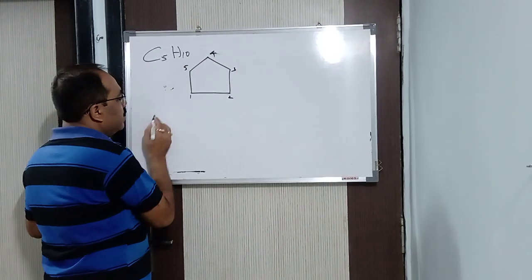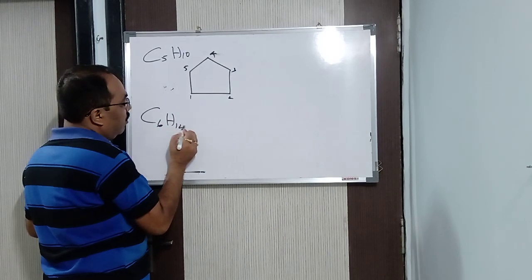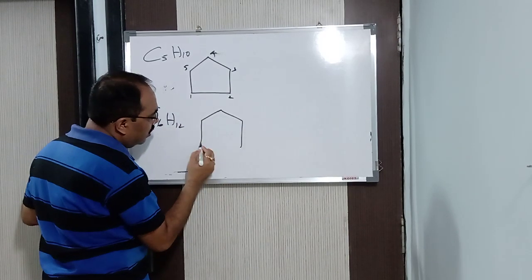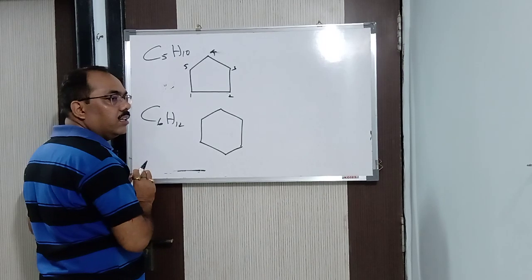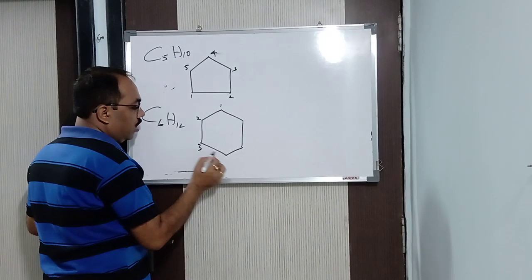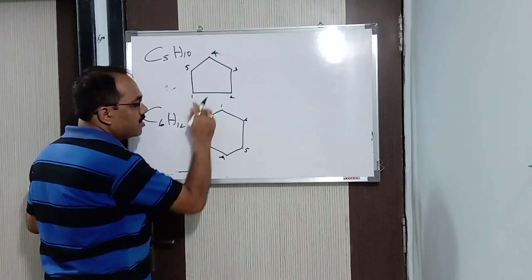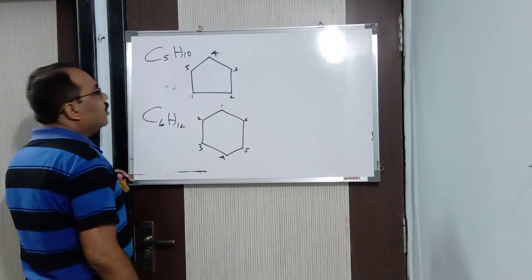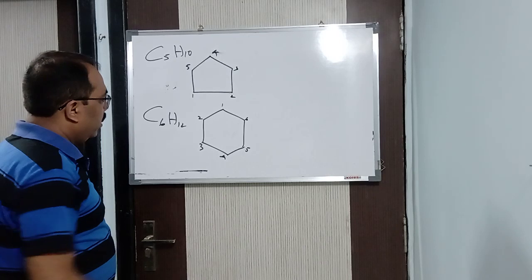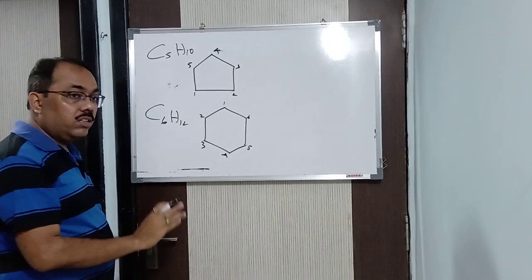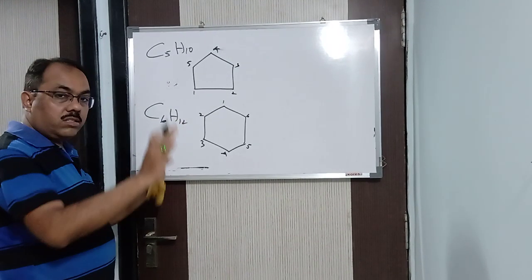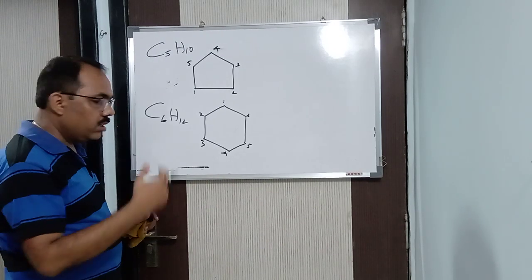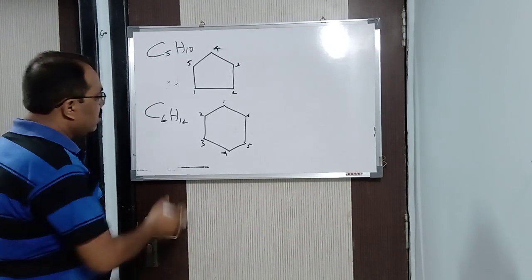This is a pentagon. Suppose I say C6H12, then what is that? I'll draw a hexagon. 1, 2, 3, 4, 5, 6. You can start counting from anywhere. Whichever point you like, you can start the counting. Alright. So in this example, don't think this is true for all examples. In different ones, we will see different rules. So, in this way, C6H12.